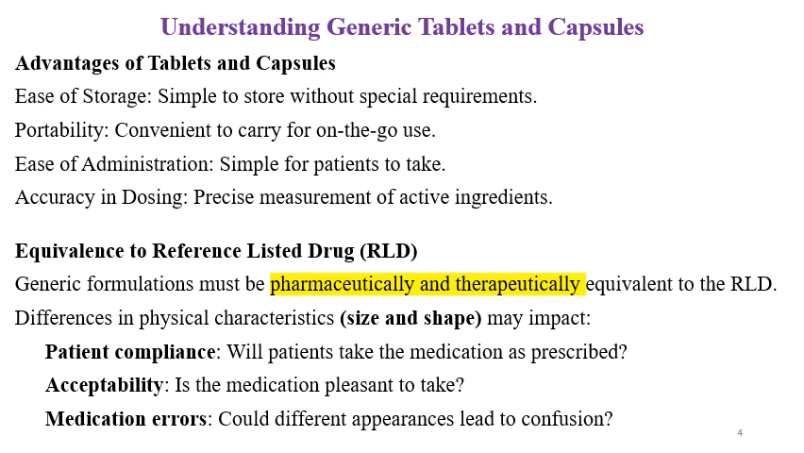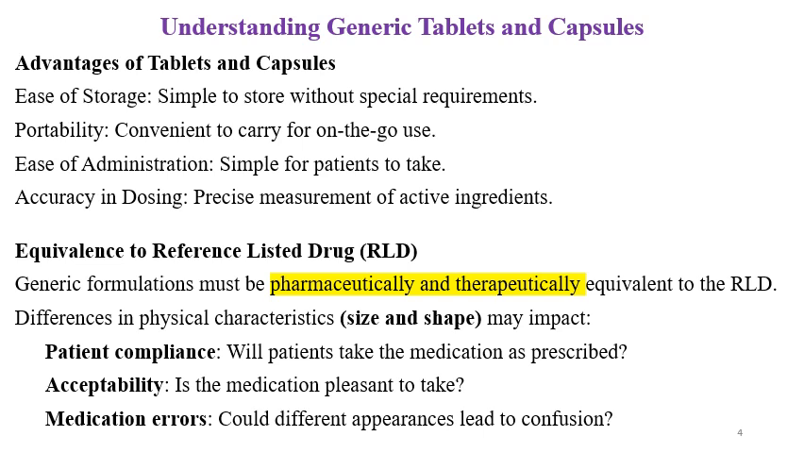First of all, we will start with understanding the advantages of generic tablets and capsules. Many advantages are there for tablets and capsules, like ease of administration, ease of storage, good portability, and accuracy in dosing. So, self administration is possible. Coming to equivalence to the reference listed drug, generic formulations must be pharmaceutically equivalent and therapeutically equivalent to the RLD, or reference listed drug.